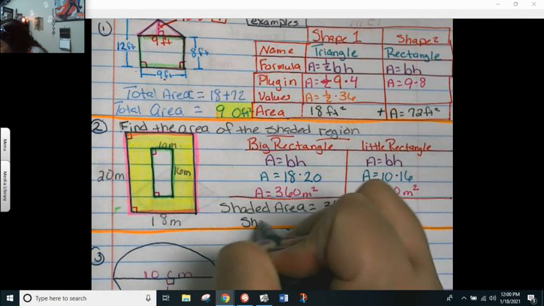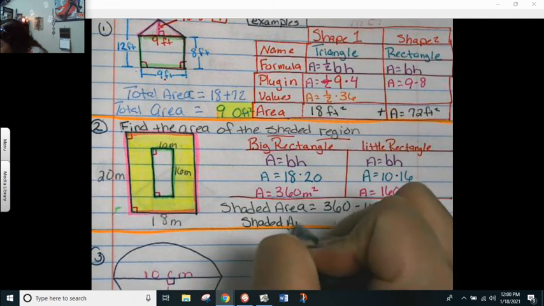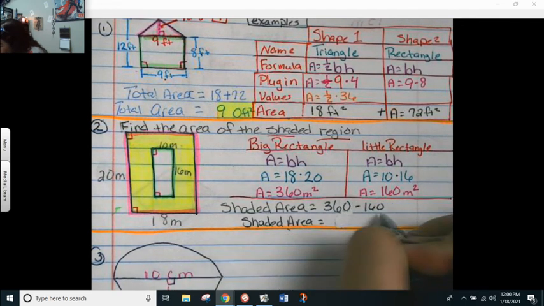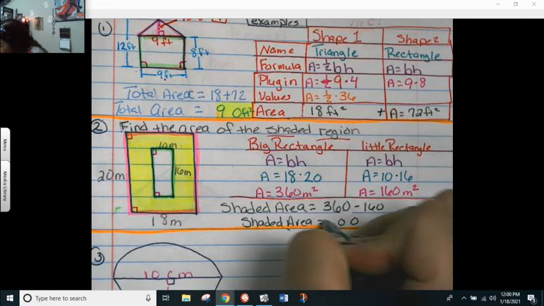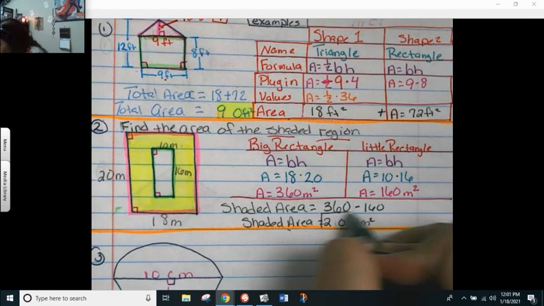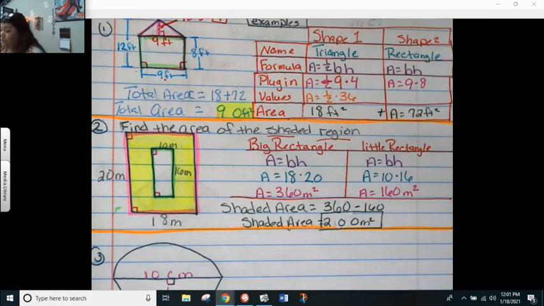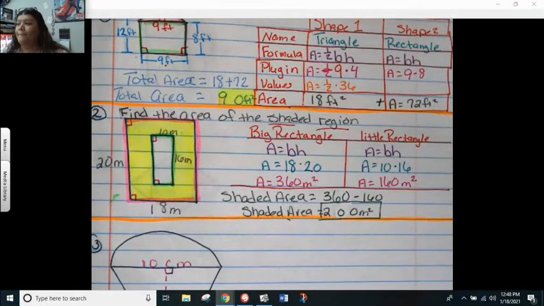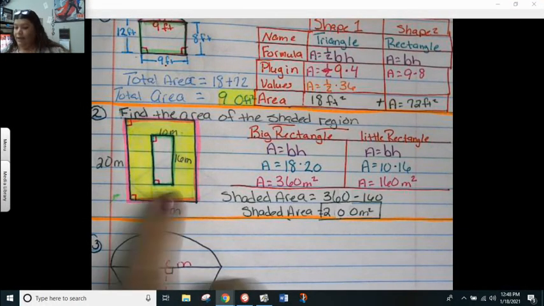So the shaded area equals 200 meters squared. 200 meters squared. All right, so that's what happens when you subtract.